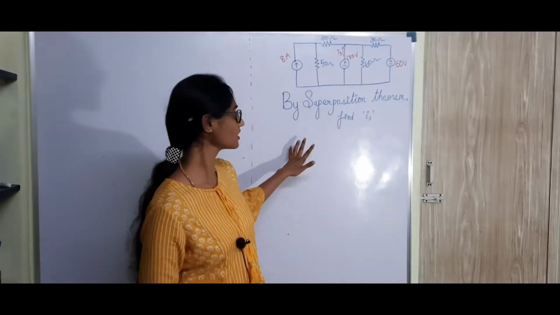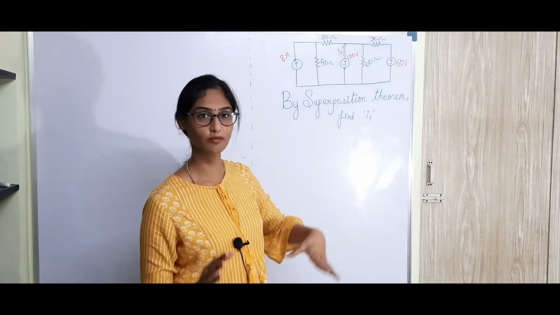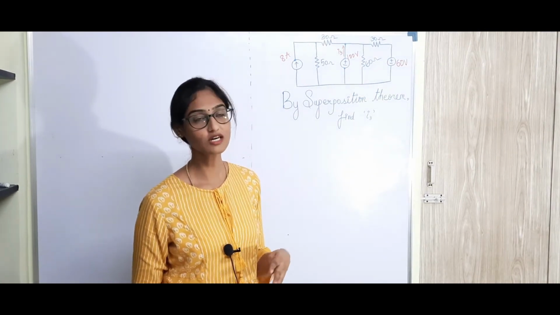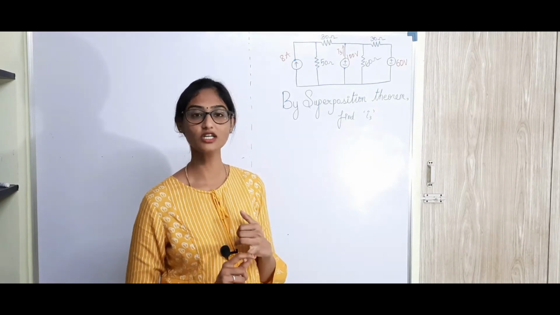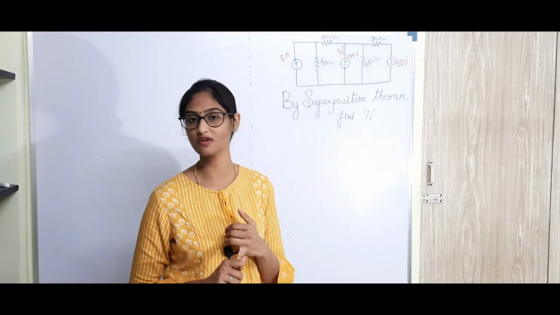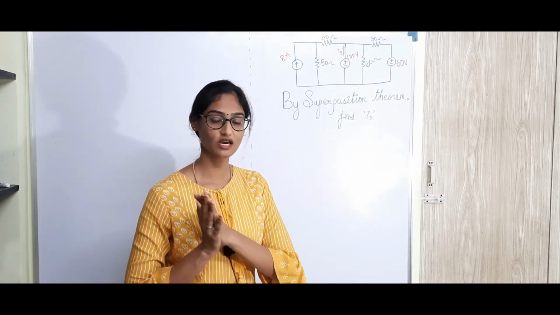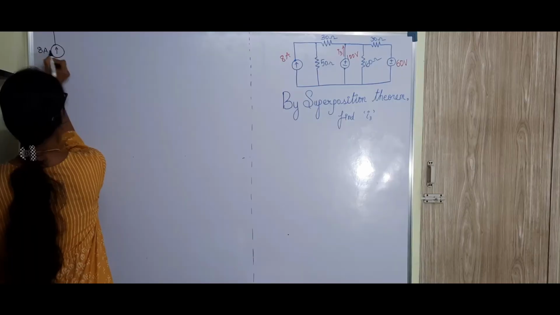So I'm asking you to use superposition theorem so that you are sure about the direction in which you find the current I3. Okay, when you eliminate the power sources one by one, there is a chance that you will make a mistake when you are not mindful of the current's direction. Okay, so pause the video now and start solving the problem by yourself. See you soon.